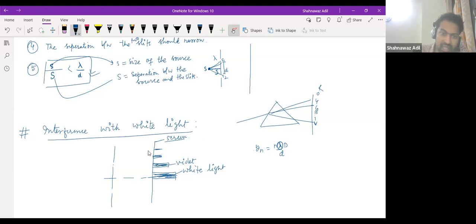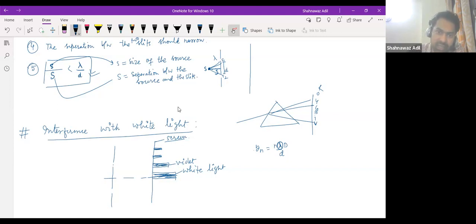So yeah, these experiments, when you go to your graduation class, then you guys will do them. These are very beautiful experiences, right? You will get some slits and some white light and some monochromatic light, and then you will see these colorful parallel lines. Did you guys do this interference or diffraction pattern in your school in practical? No, sir. Okay, maybe in graduation, guys.